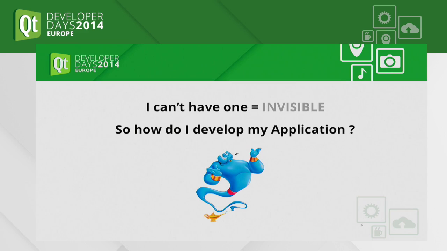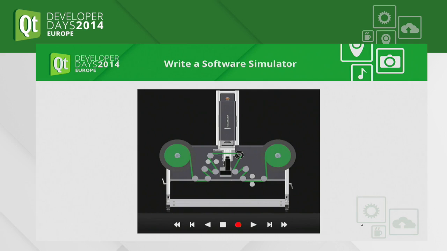So, if you can't have one, it's invisible. How can you develop an application for something that doesn't exist or is invisible? You can write a software simulator. It's cool, you have everything on a computer. You have your software running, you have the simulator running, but it can be excessively complicated to write, or it demands resources that you should rather use to compile your software.